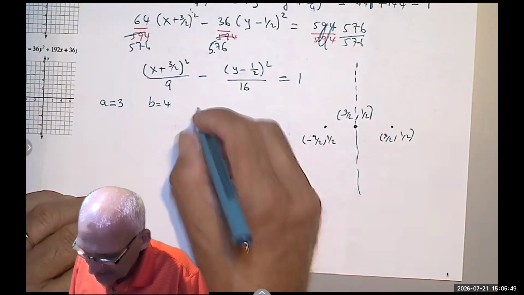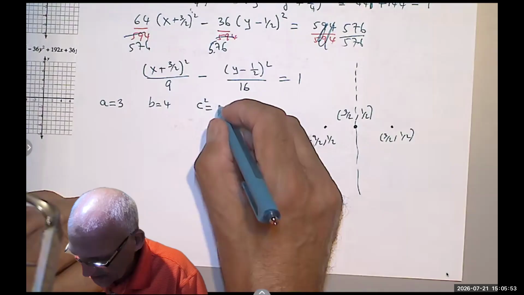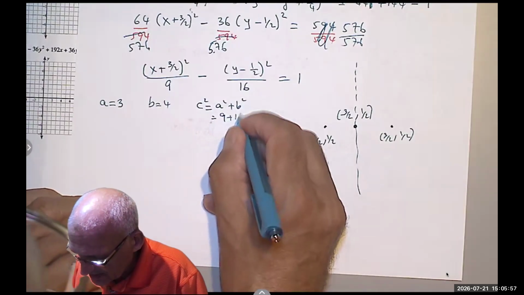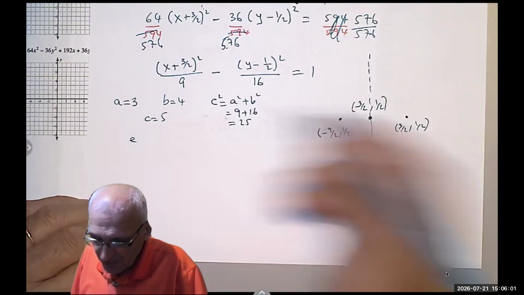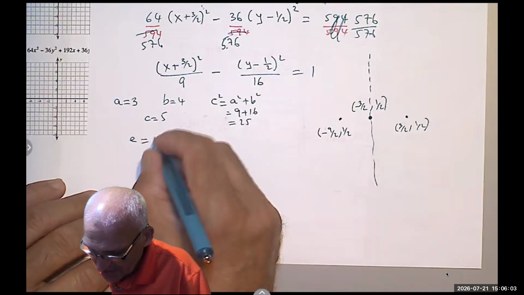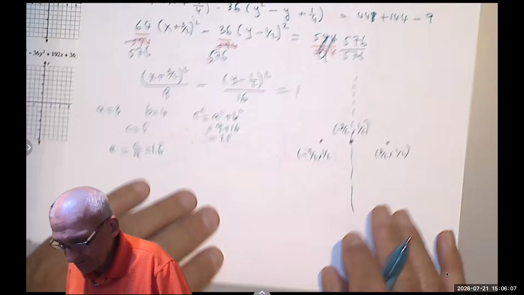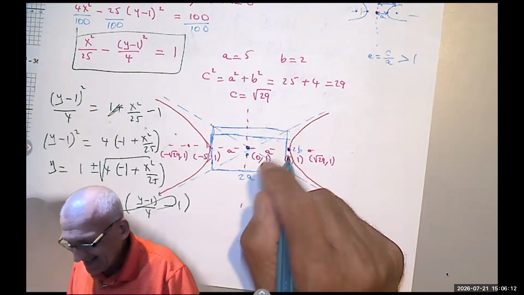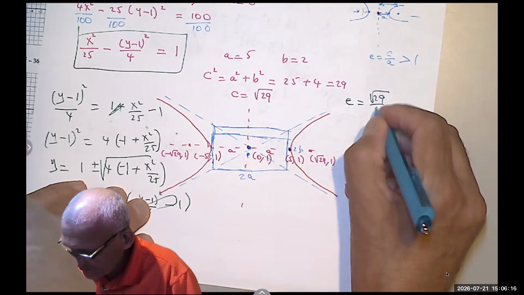A is 3 and B is 4, so C is 5, right? C squared equals A squared plus B squared equals 9 plus 16 equals 25, so C equals 5. If you want, we didn't do that last time. The eccentricity is C over A, which is 1.666. You wanted me to say 1.67, but I'm not. And here the eccentricity is the square root of 29 over 5. Again, both of them are greater than 1.